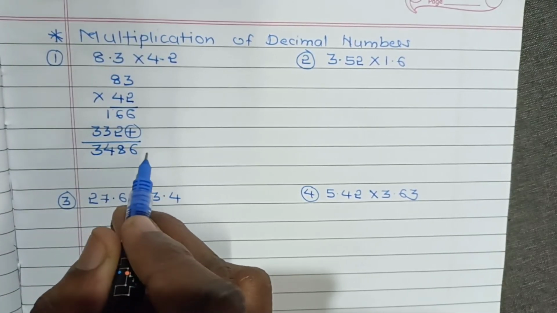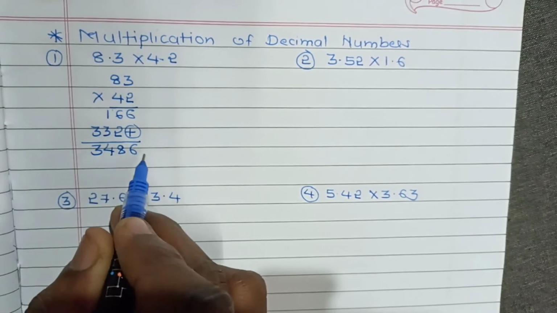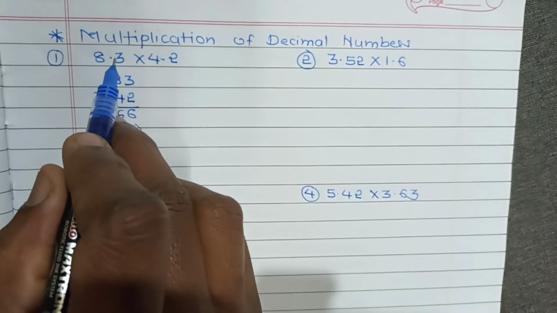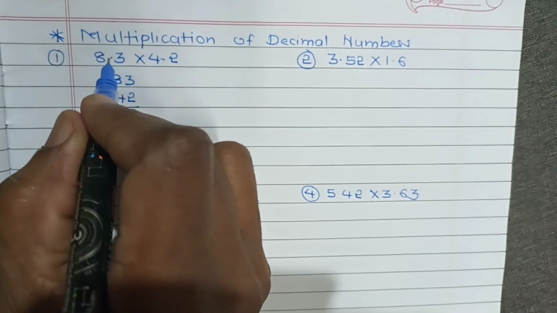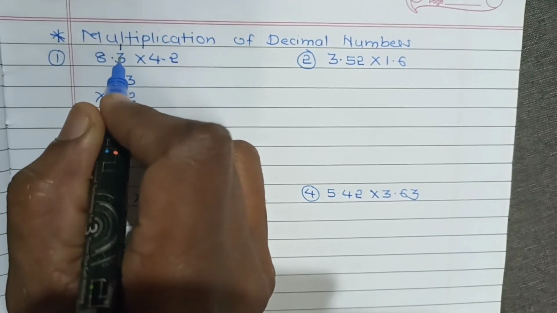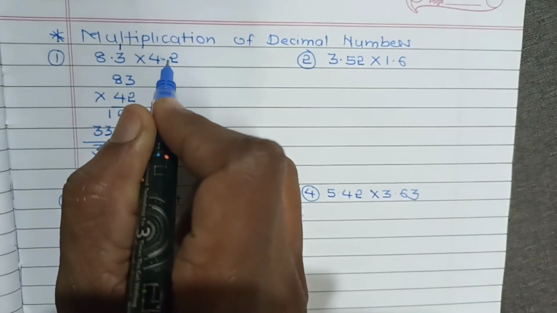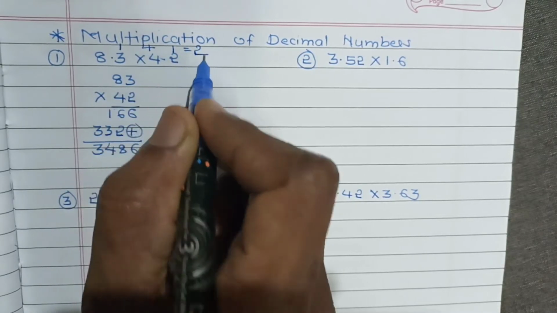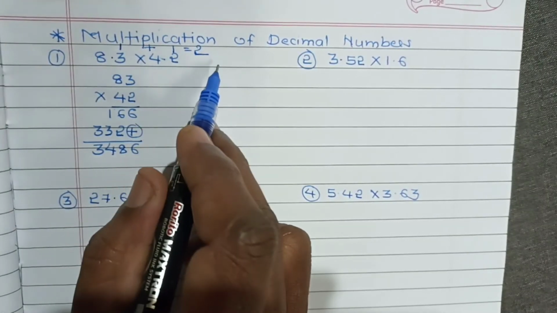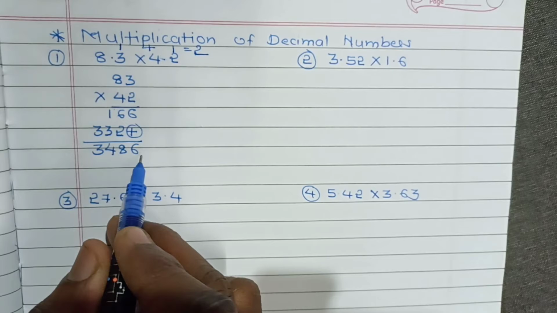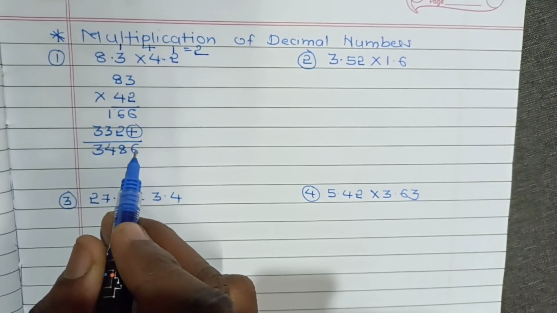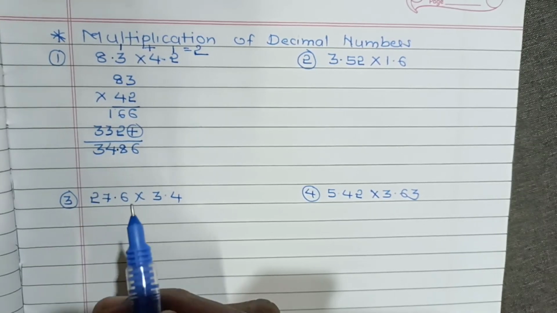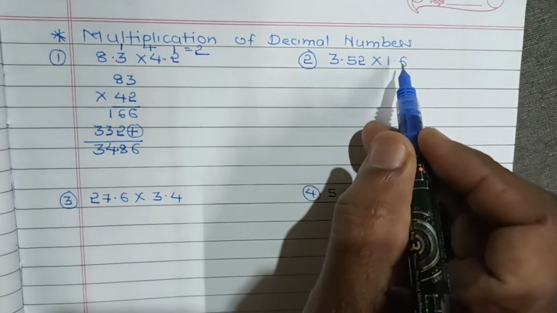Now you have to put the decimal point in between this number. So where you have to put the decimal point? For this you have to see how many digits are present after decimal point. So here how many digits? Only 1, that is 3. And here how many are there after decimal point? Only 1 digit. So this 1 plus 1 you have to add, 2. Now you have to see here only 2 digits are available after decimal point. So from back side you have to leave 2 numbers, 6 and 8, and put the decimal point here. The next example is second, 3.52 multiplied by 1.6.